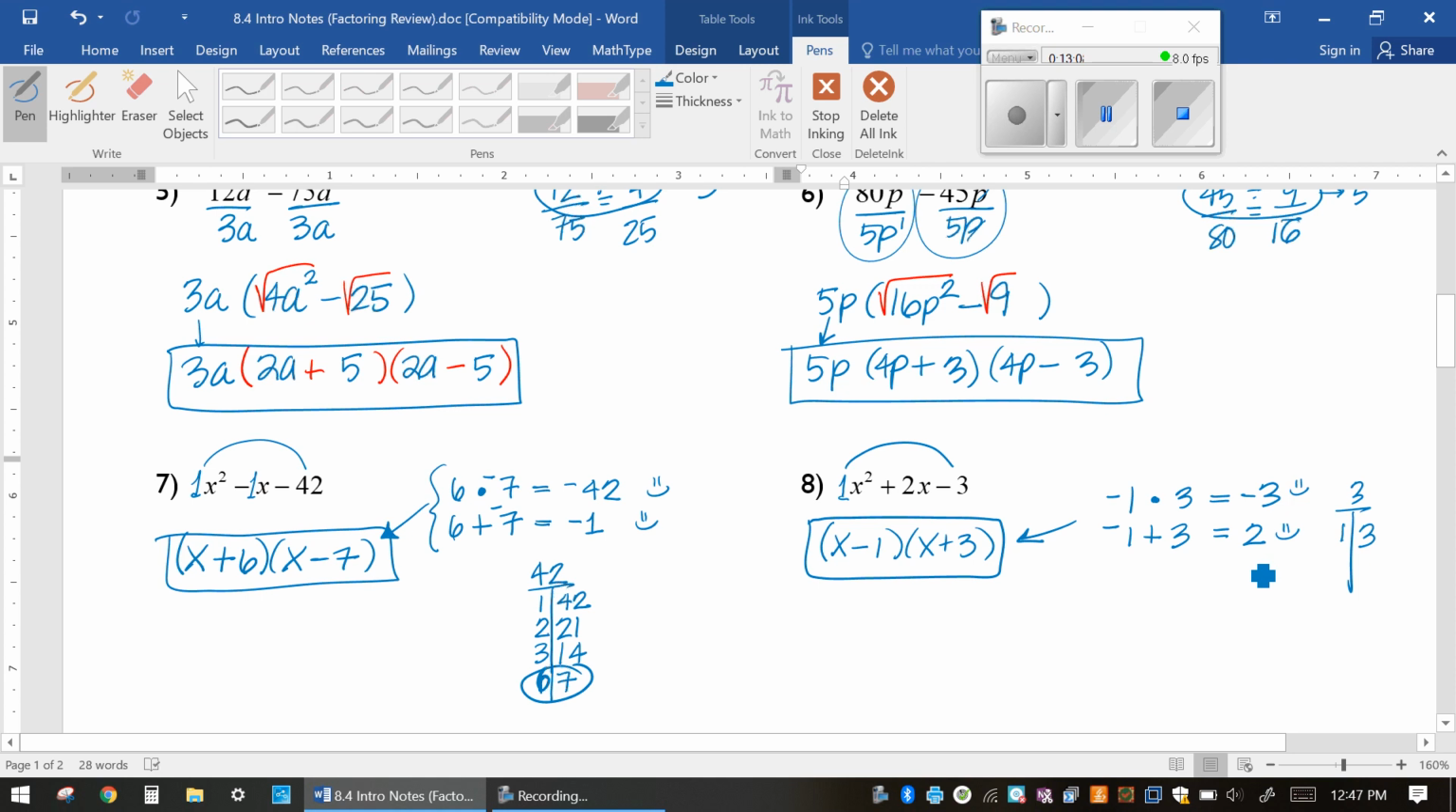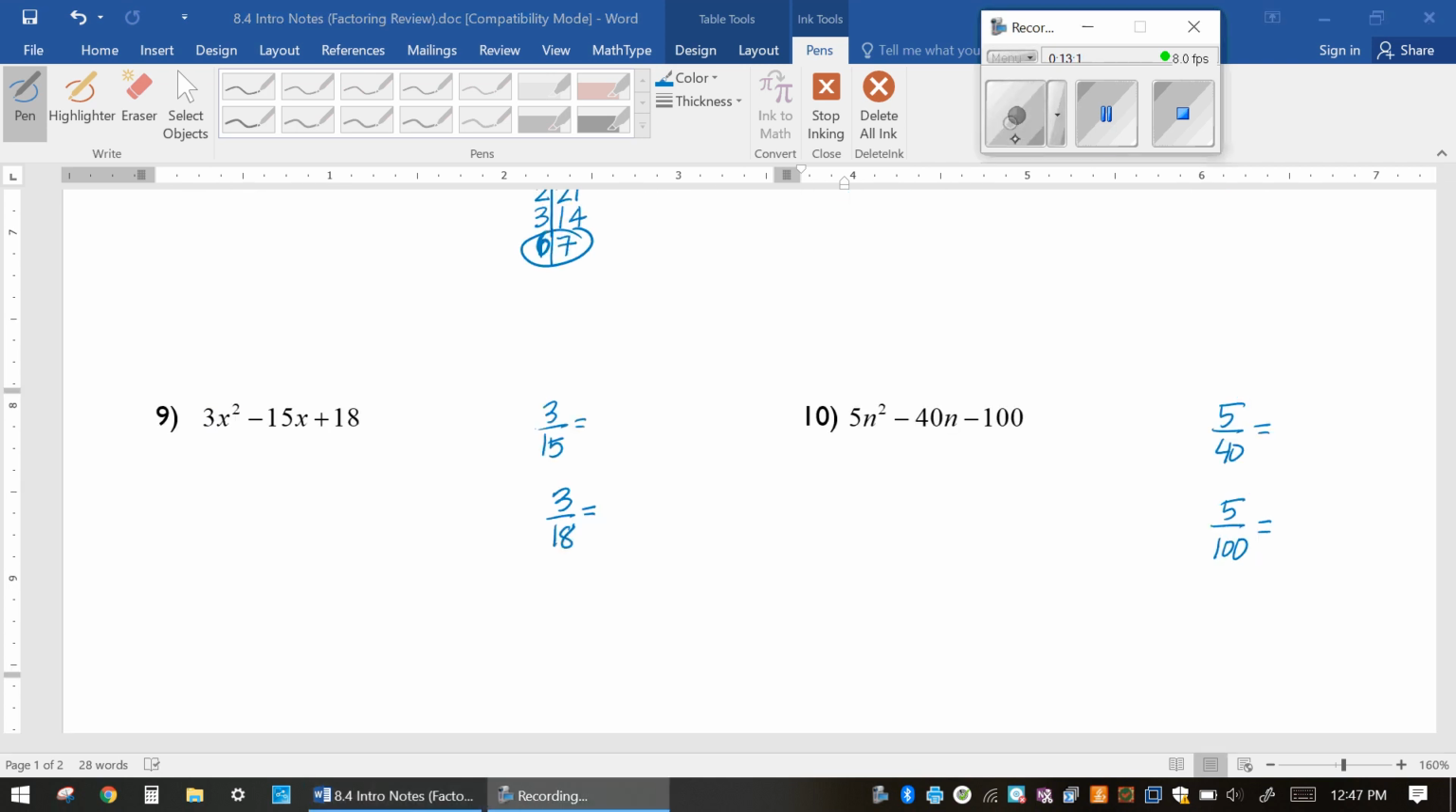Remember, you can pause the video and rewind anytime you want. For the next two problems, I noticed that the trinomial looks like it could have a GCF. So I took the smallest number, which was 3, and I divided it by the two bigger numbers. In number 10, I took the number 5 and divided it by the two bigger numbers. So now I want you to reduce 3/15 and 3/18 for number 9. Pause the video and then unpause it when you have them reduced and have found the GCF.